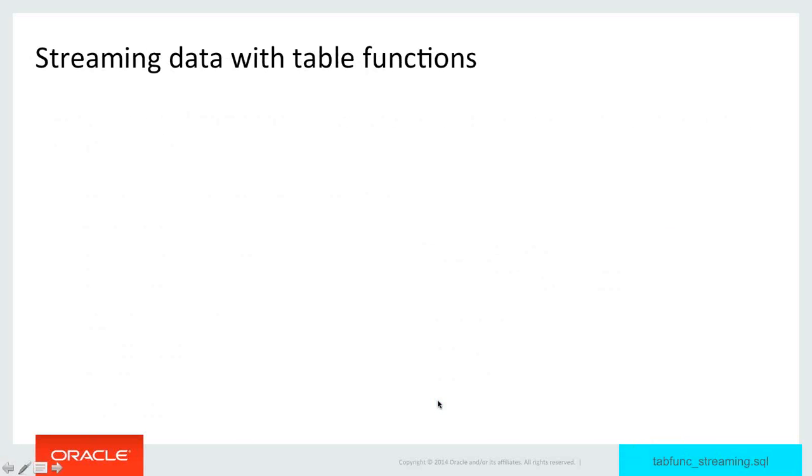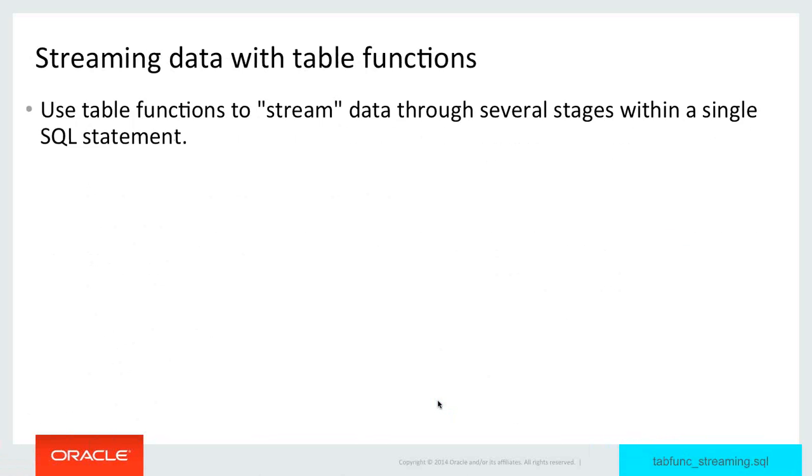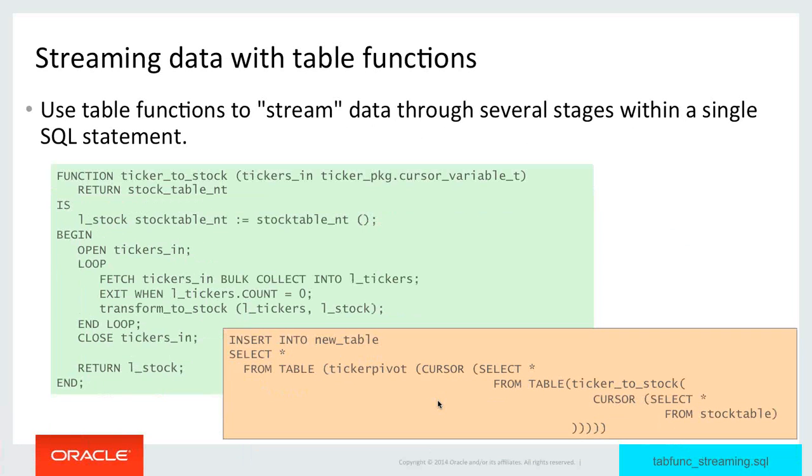Now, a very common application for table functions is called a streaming table function, and this usually is inside a data warehouse context. So in the example that I'm showing you here, what I want to do is take data from one table, the ticker table, and do a 2-for-1 or a 1-for-2 transformation. One row in ticker goes to 2 rows in the stock table, and then pass back the data to the stock table. Now, the details of it really don't matter at this point, but the basic idea is similar to what I showed you before.